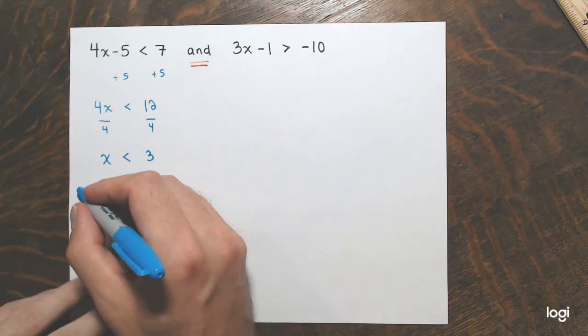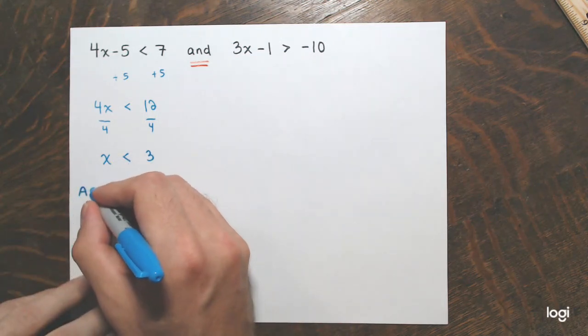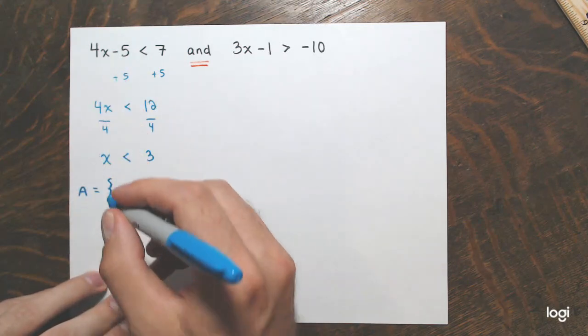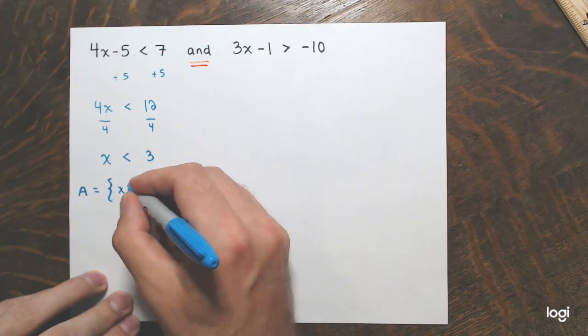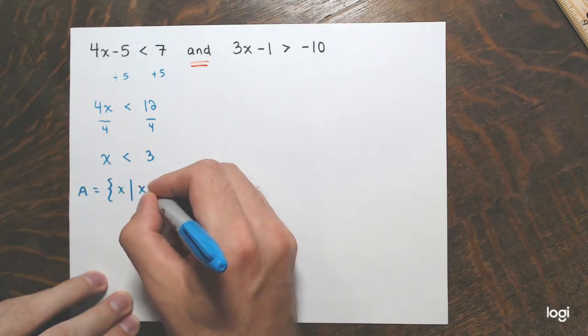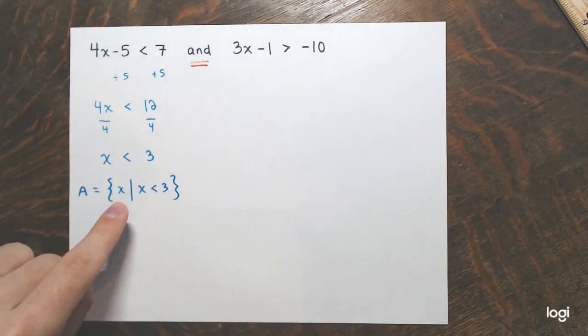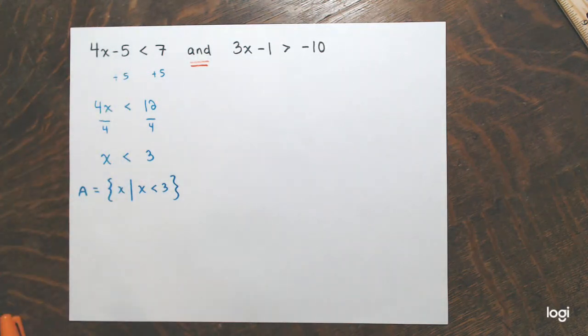Alright, so I'll call this again set A for my set of solutions to the first inequality. That's all the values of x that are less than 3, such that x is less than 3. Right? So there's the set of the solutions of the first inequality. Right, and I do the same for the next inequality.